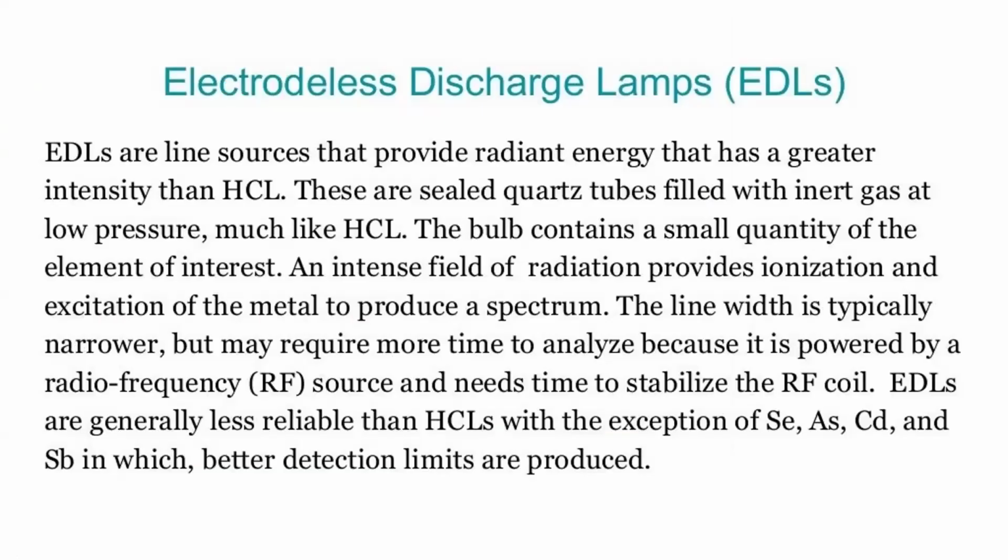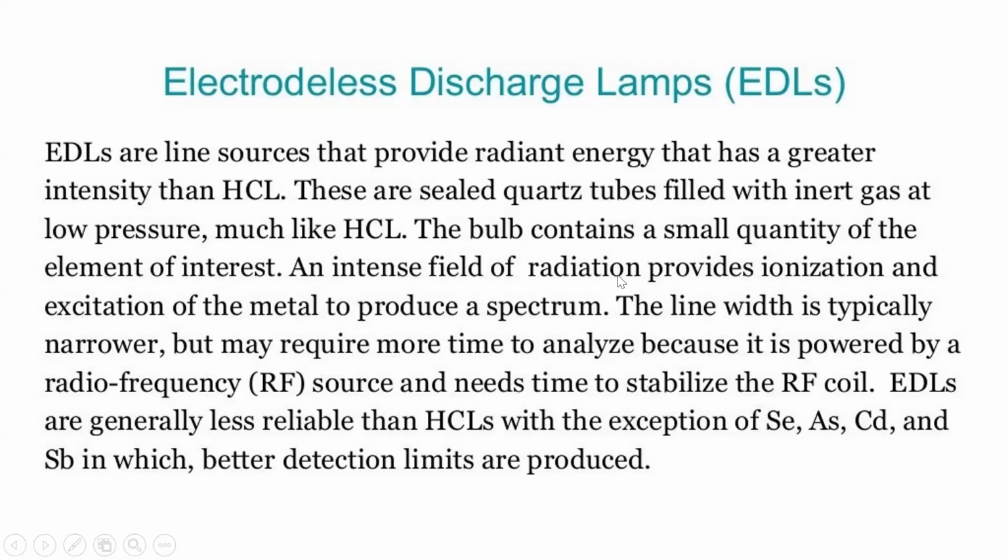Second source of light is electrodeless discharge lamp. Electrodeless discharge lamp contains quartz tube. This quartz tube is filled with inert gas at low pressure. This bulb contains small quantity of element of interest. When radiation is incident on the gas, it causes ionization of the gas.